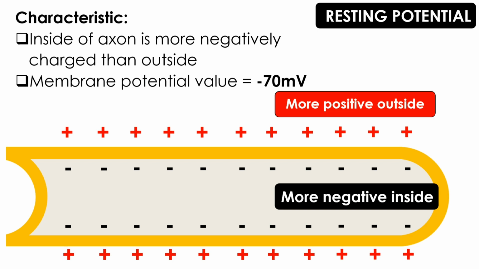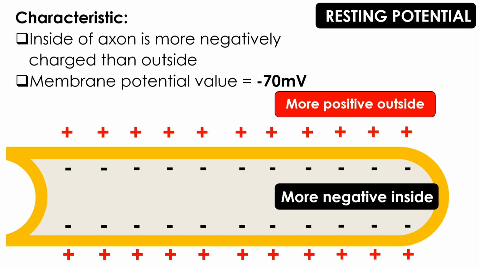This means that the inside of the axon will have lower concentration of positive charge compared to the outside of the axon. The recorded voltage of the membrane potential for resting potential is minus 70 millivolt. So, how is this value of membrane potential established that we call resting potential?